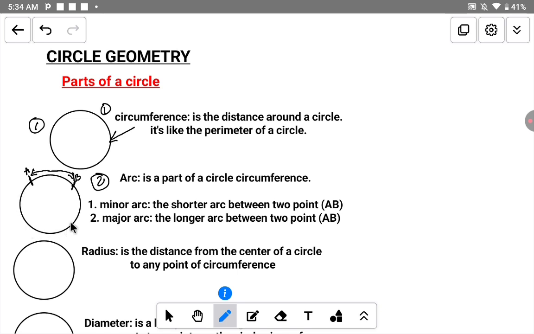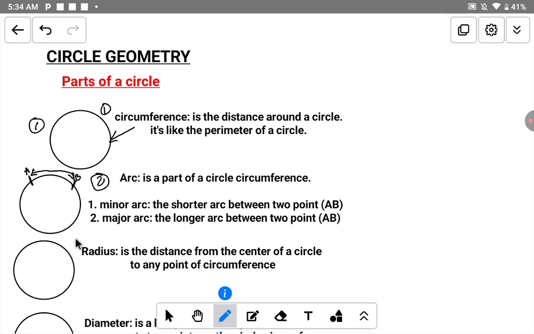See how big it is? The distance from this place to this place is our major arc, and from this place to this place is our minor arc. So that is all about arcs. Okay, that is about the arc of a circle.